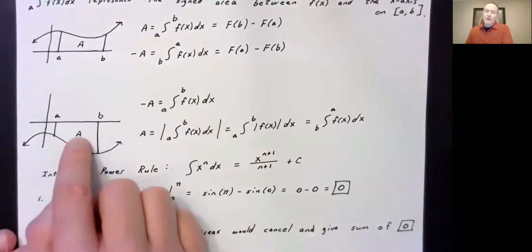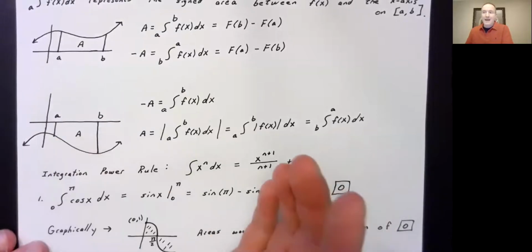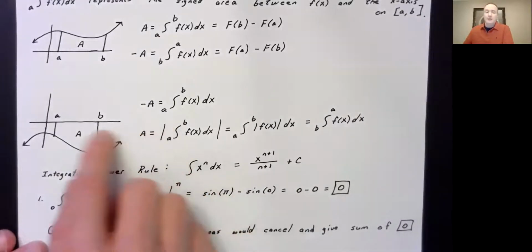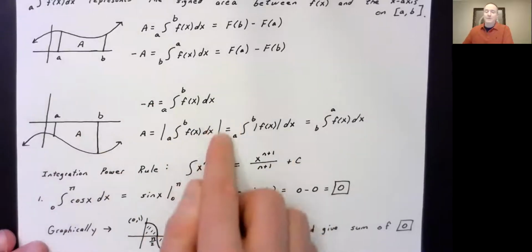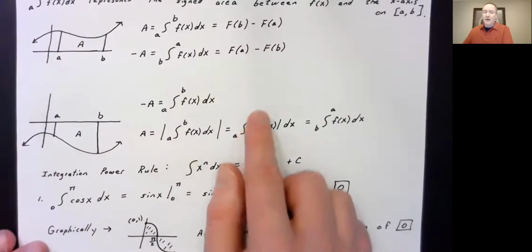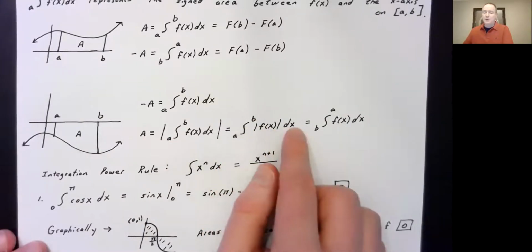But now, what if I wanted the true area of that? I don't want a negative. Area can't be negative. I need a positive value for it. Well, all I would need to do is say the true area is going to be the absolute value of this integration problem, the absolute value of the integral of my function with respect to x.